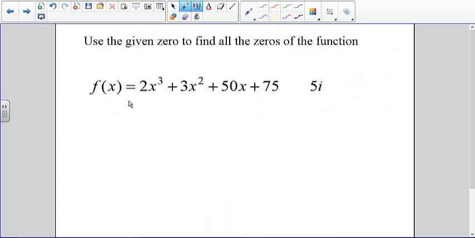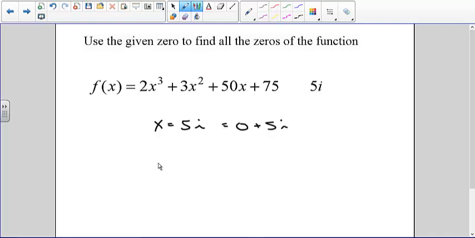Okay, so the first one we were given a third order polynomial, and we had to figure out what the factors were by just guessing using the rational zero test. Sometimes we are given one of the complex zeros and we're asked to find the other two. So that's pretty easy. What we're saying is that one of the zeros is 5i. There's just an imaginary part. There's no real part. So this is the same as 0 plus 5i.